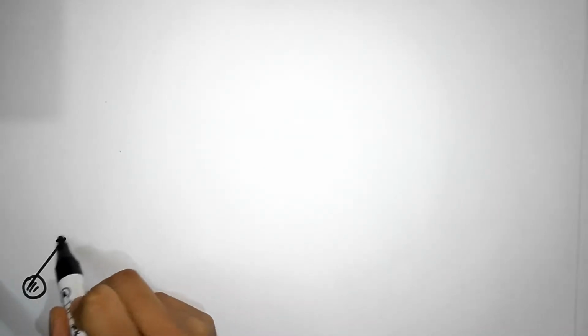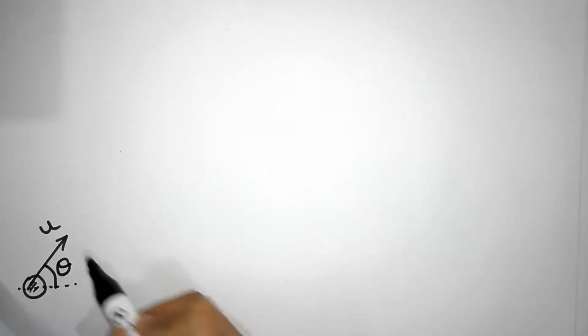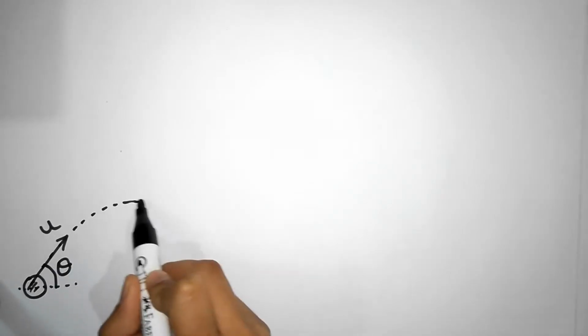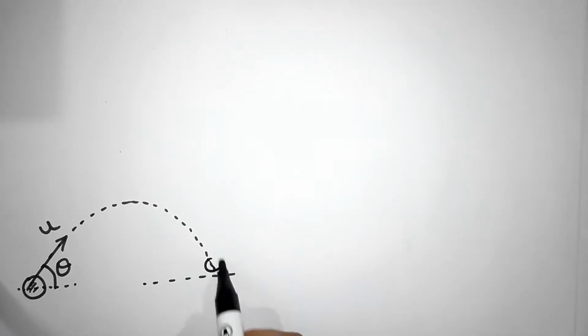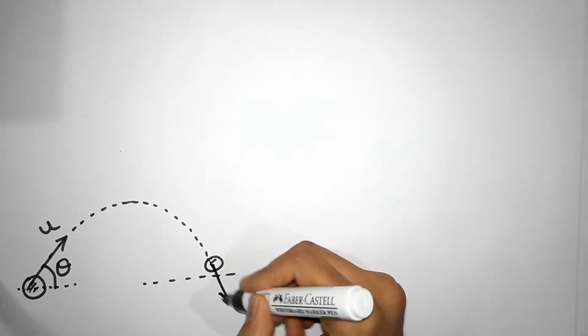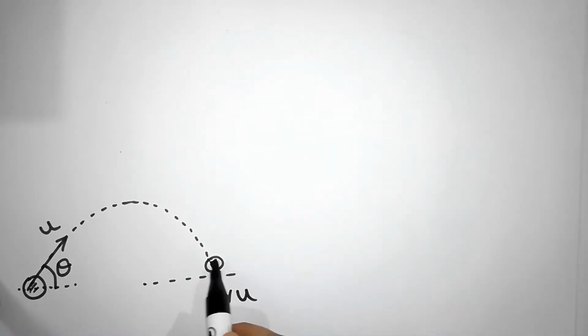Imagine we have a ball or a particle or a stone or whatever that is. So here it is. And suppose we project this with some velocity u at some angle theta. Then we know it is going to go into some sort of a parabolic trajectory and hit the ground back with the same speed u and the same angle theta.